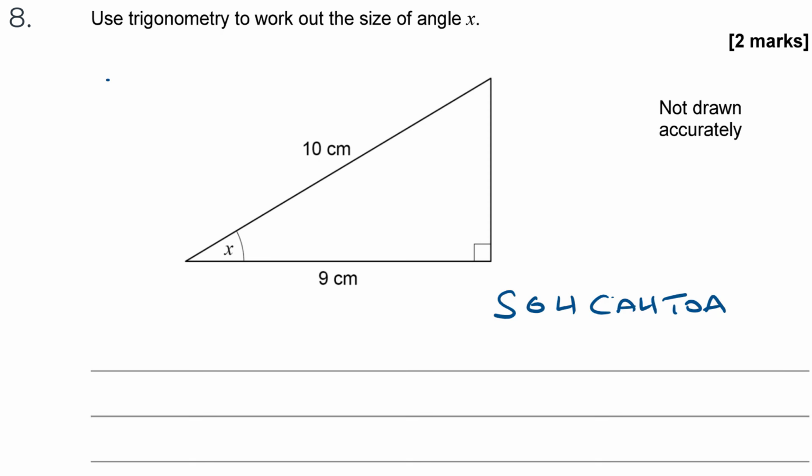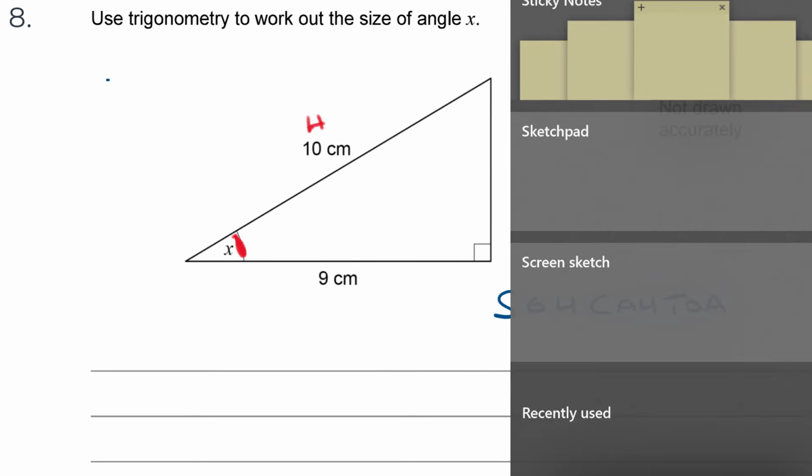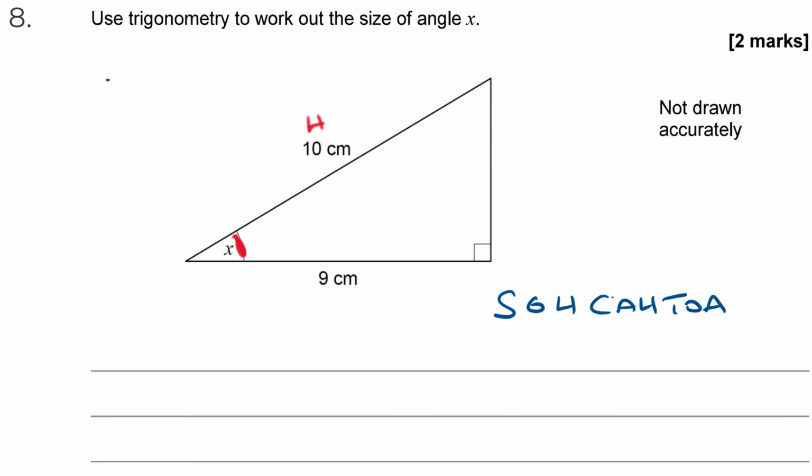Now, easiest thing to do is just label up the sides first. Here's my angle down here. So that means, well, that's the longest side, isn't it? So it's the hypotenuse. This 9 joins onto it, so it's the adjacent, and that makes the other side the opposite. So I have been given the adjacent and the hypotenuse, and I want x. So the ratio that includes the adjacent and the hypotenuse is that one there, cosine.